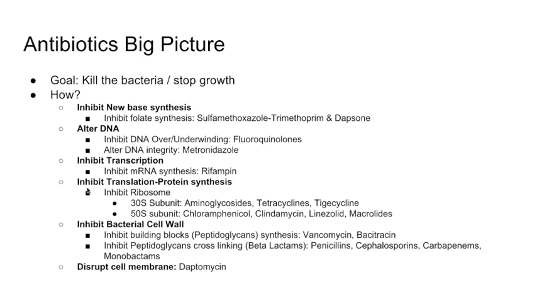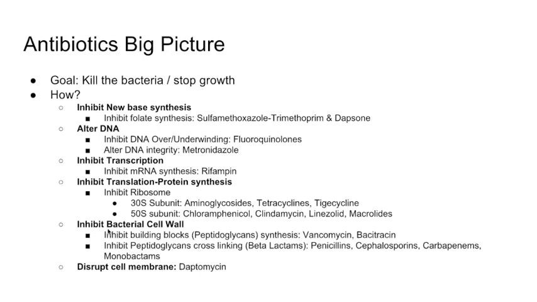Fourth step is that we can inhibit translation or protein synthesis. And really, these are by inhibiting the ribosome. So there are medications that inhibit the 30S subunit, and there are medications that inhibit the 50S subunit. The medications that inhibit the 30S subunit are aminoglycosides, tetracycline, or tigecycline. And the medications that inhibit the 50S subunit are chloramphenicol, clindamycin, linezolid, and macrolides.